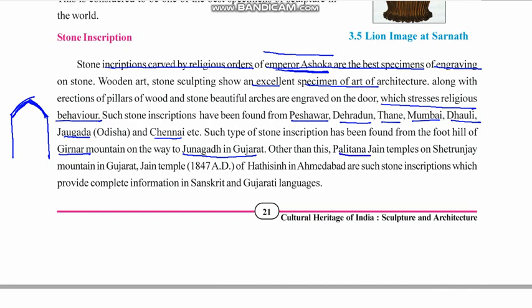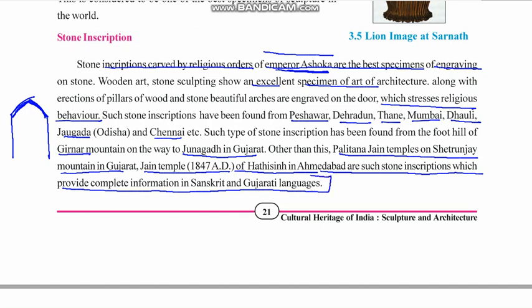Other than this, Palitana Jain temples on Shatrunjay mountain of Gujarat that were built in 1847, and Hathisingh in Ahmedabad have such stone inscriptions which provide complete information about Sanskrit and Gujarati language. So these are some of the places which show the development of Sanskrit language and Gujarati language along with the architecture of that time.